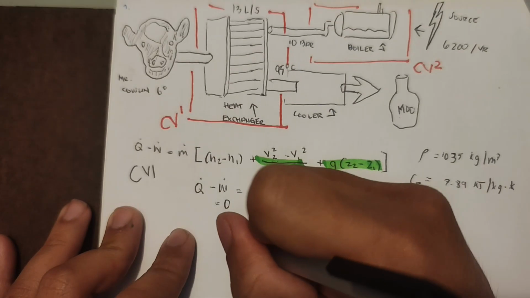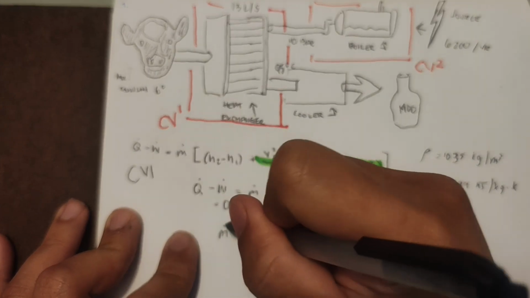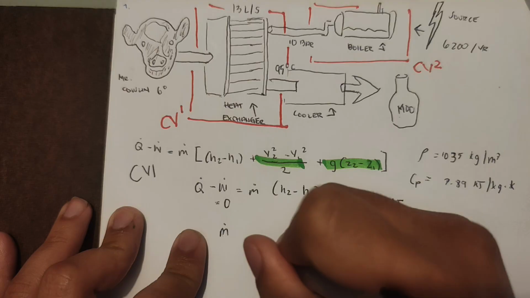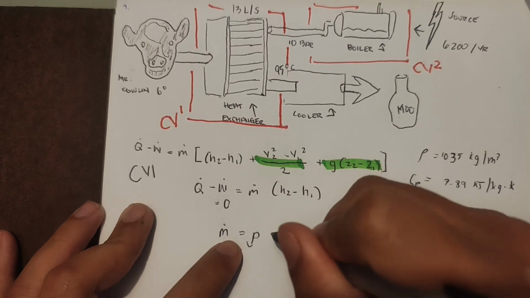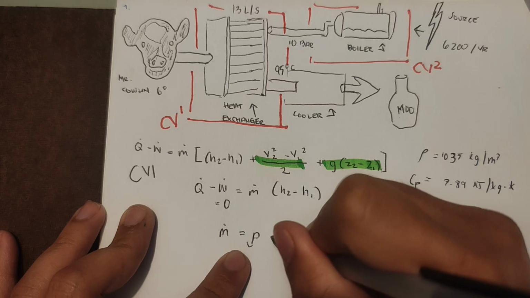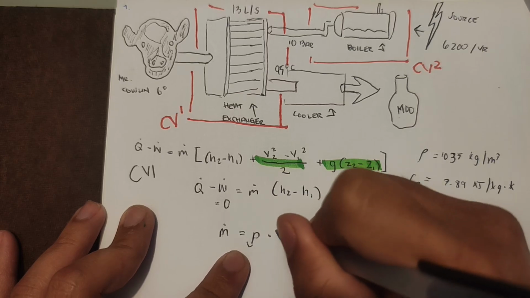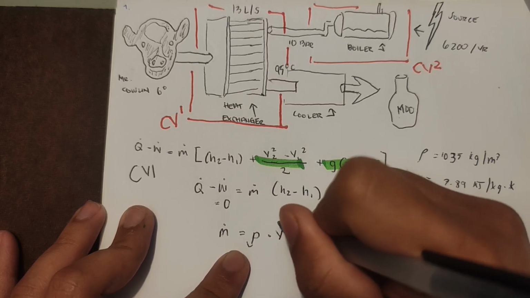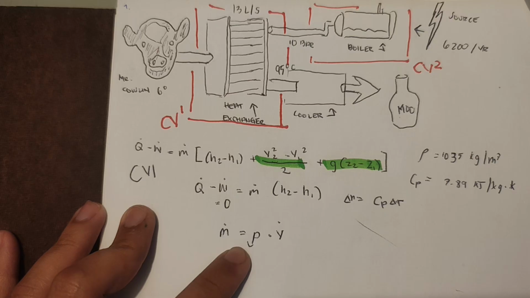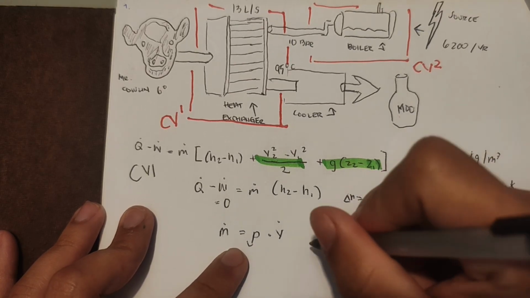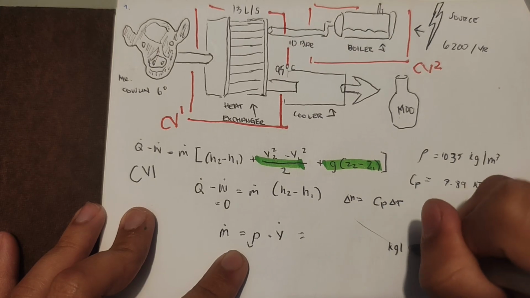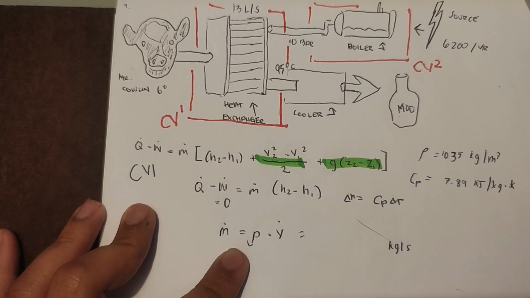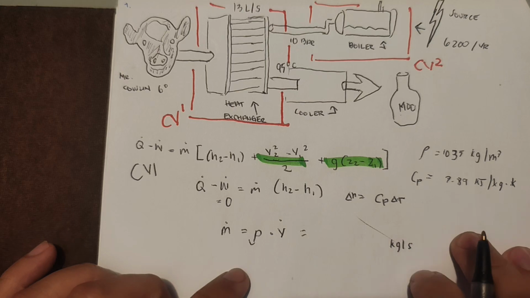So we need our mass flow rate. To get that, we need to grab the density and our given volumetric flow rate. And now you're supposed to be getting an answer in the form of kilograms per second, which I'm not gonna be providing. You have to solve it for yourself.